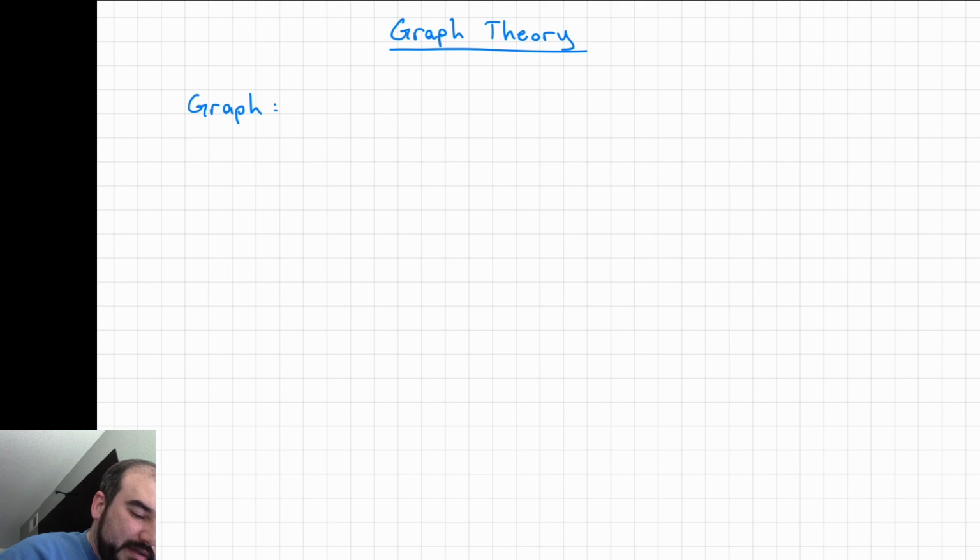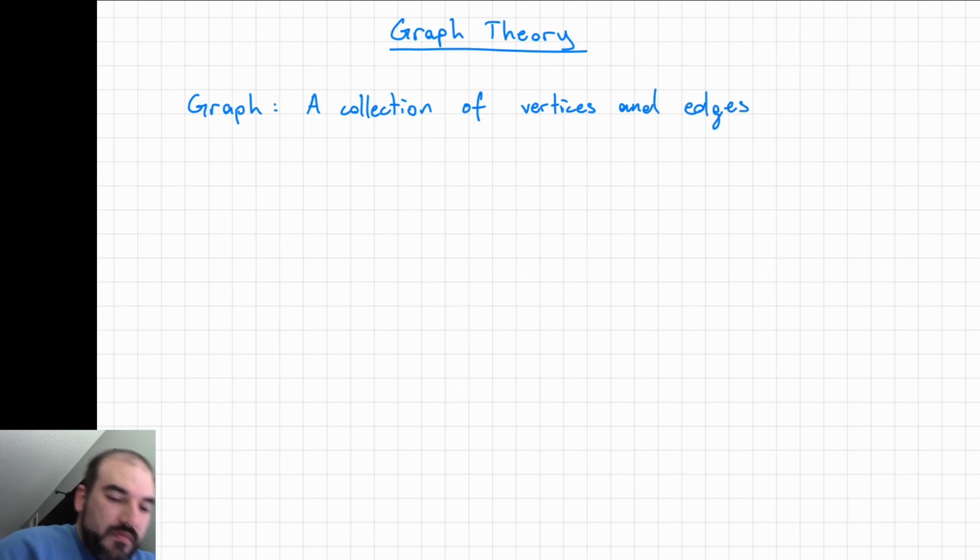Graphs will be defined as a collection of vertices and edges. So a graph is defined as just a collection. There's a visual representation of graphs, which you may have seen in the video, but as sets, we'll talk about a couple of different representations. As sets, we'll write a graph as a set of vertices and a set of edges.